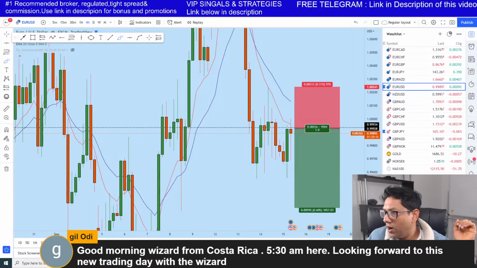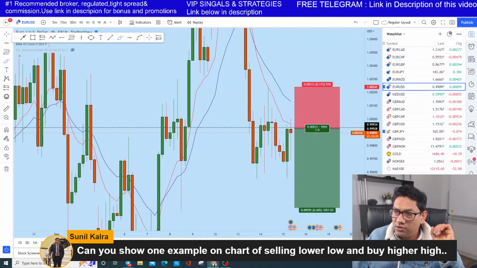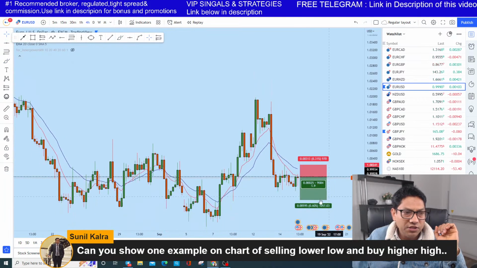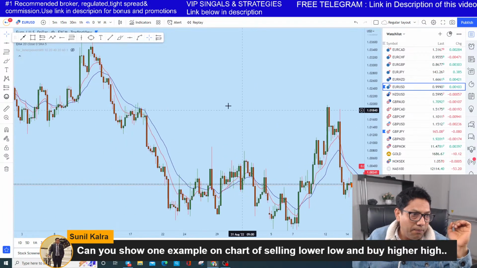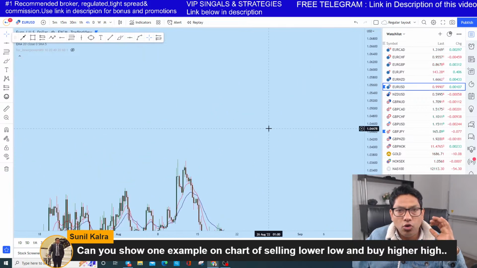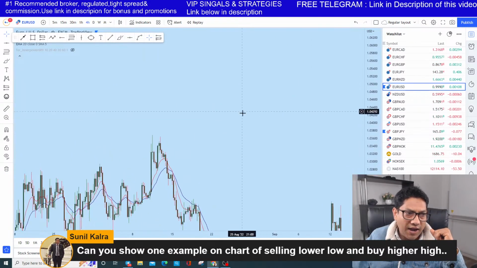Shunil asks: can you show one example on a chart of selling lower low and buying higher high? Very good question. So let's go to that point. It's very important to know that most retail traders make this mistake: when they see the bottom, they sell, and when they see the top, they buy. So selling lower low, buying higher high, what does it mean?